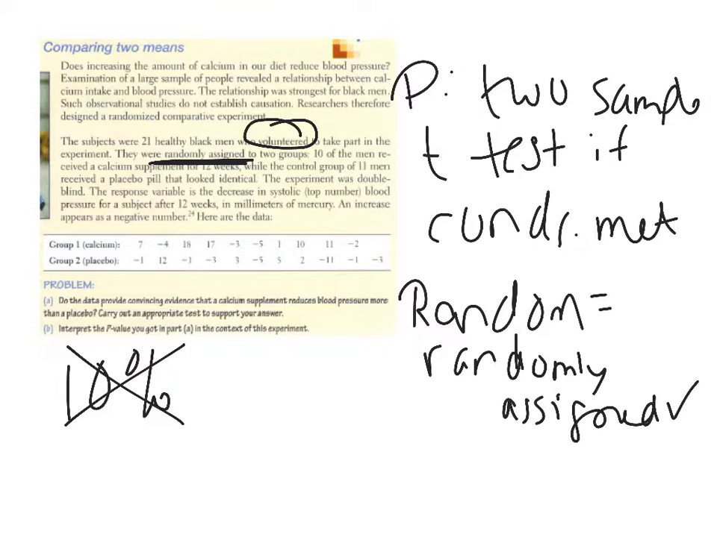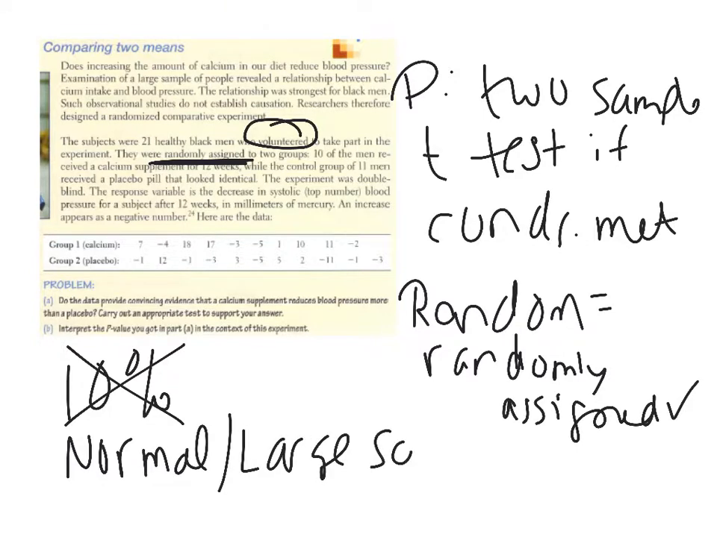Okay, but I do need to check my normal large sample condition because I'm doing the difference of the means here. So my sample size here is 21. Well, that's my whole population. So my sample sizes are going to be 10 and 11, right? So n1 is 10, n2 is 11. Both of those are less than 30, so I need to check my graphs.